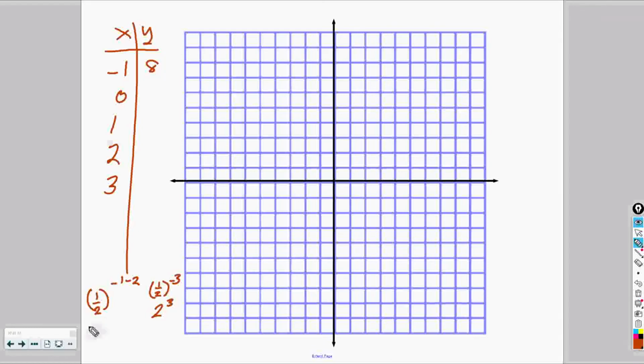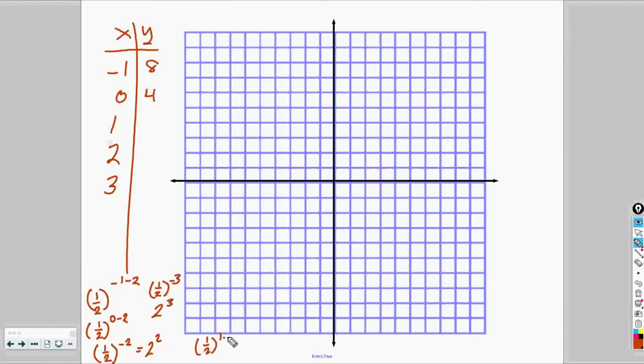If we plug 0 in, don't just automatically think 1 here, because we're plugging it in for x. We have 0 minus 2, so that would actually be -2. So 1/2 to the -2nd power would be 2 squared, and 2 squared is 4. If we plug 1 in, we have 1/2 to the 1.